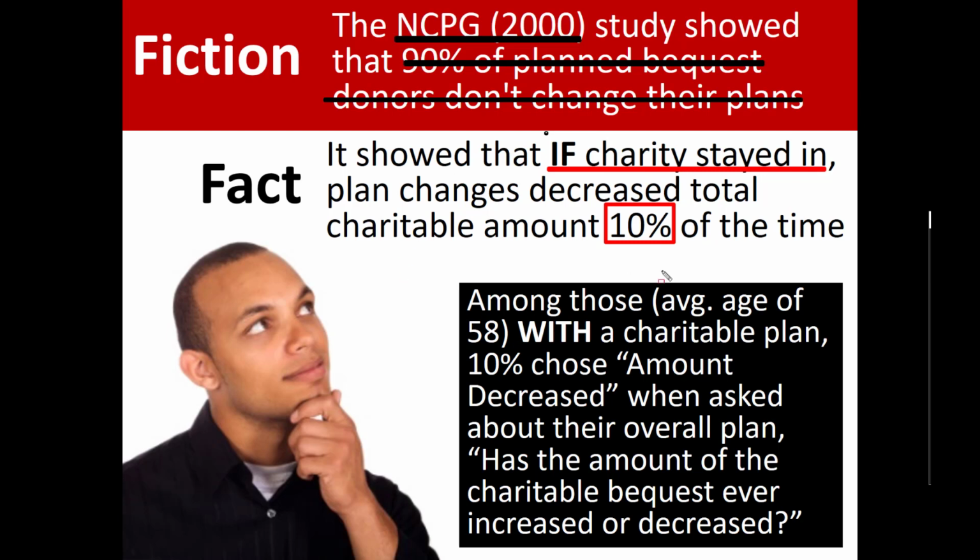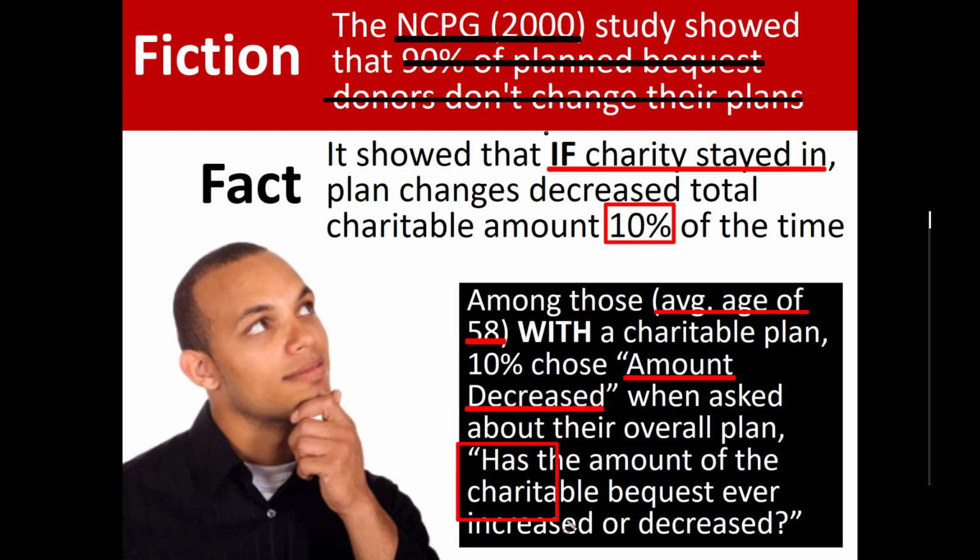Now, this is, of course, those with an average age of 58, all right? So if we're actually interested in when the dollars go to charity, dollars actually go to charity in the late 80s, maybe even a bit older. Not certainly with an average age of 58. So there's some argument we actually don't care what's happening with a group that, the average age is only in the 50s. But within this group, only 10% chose amount decreased when asked about their overall plan.